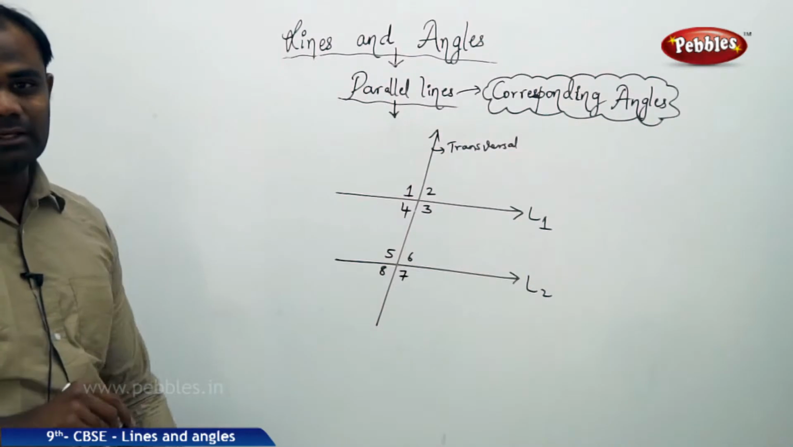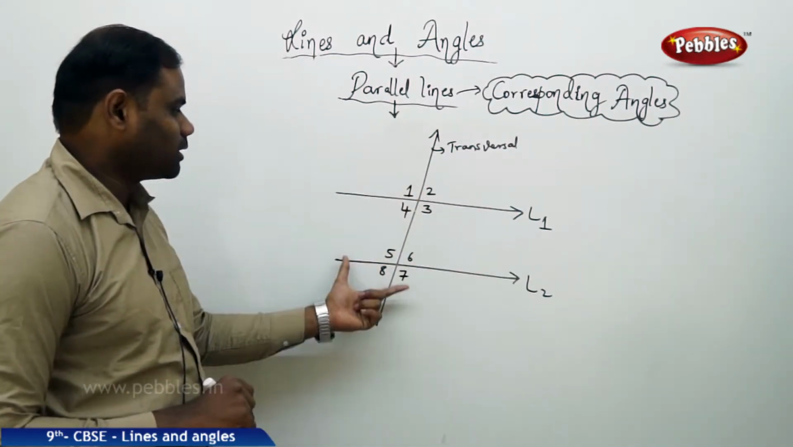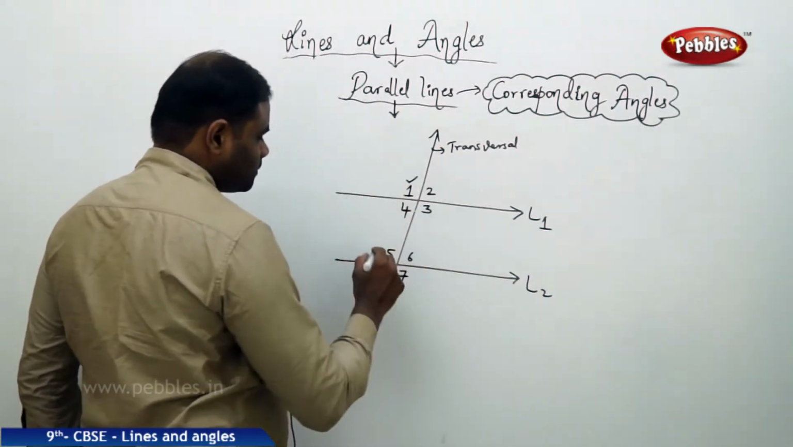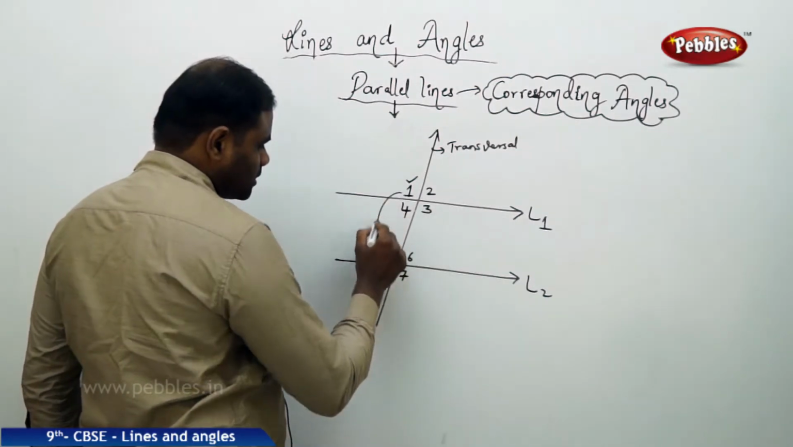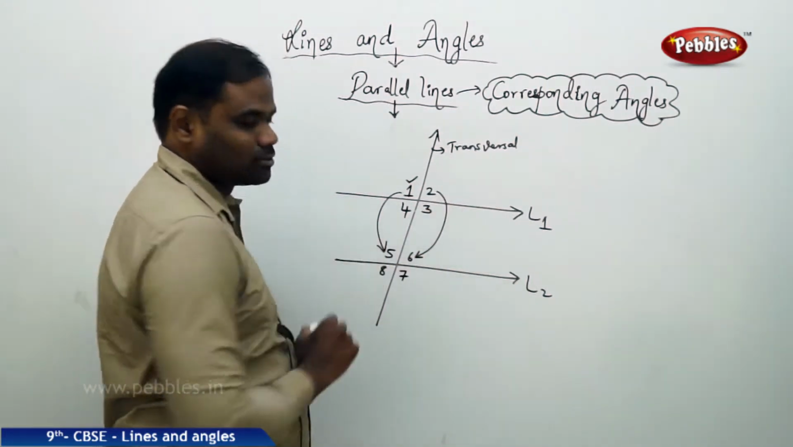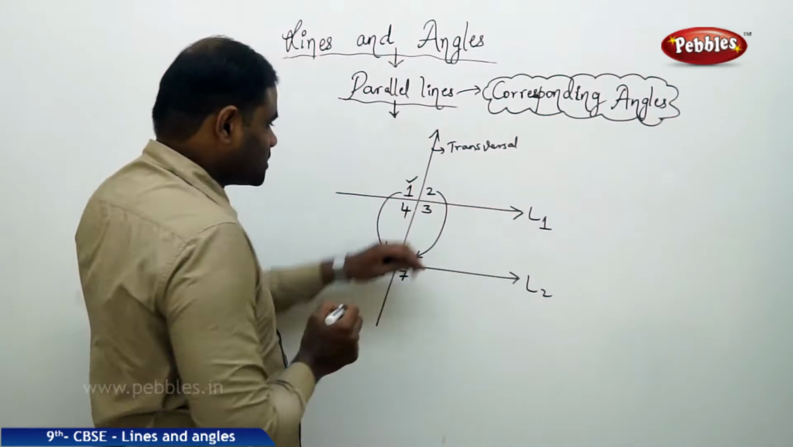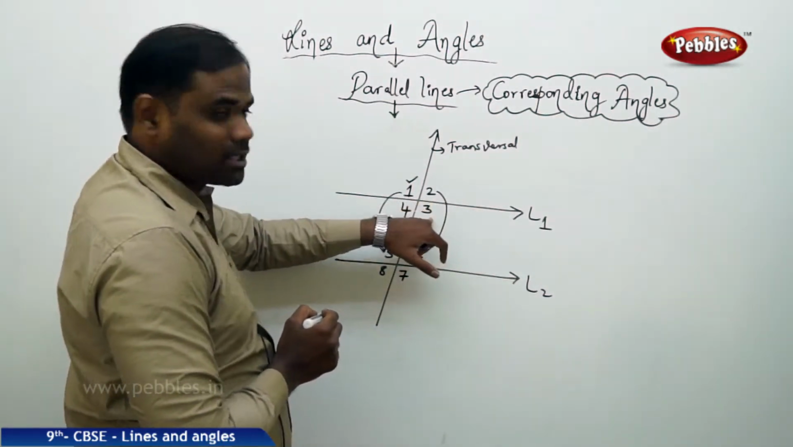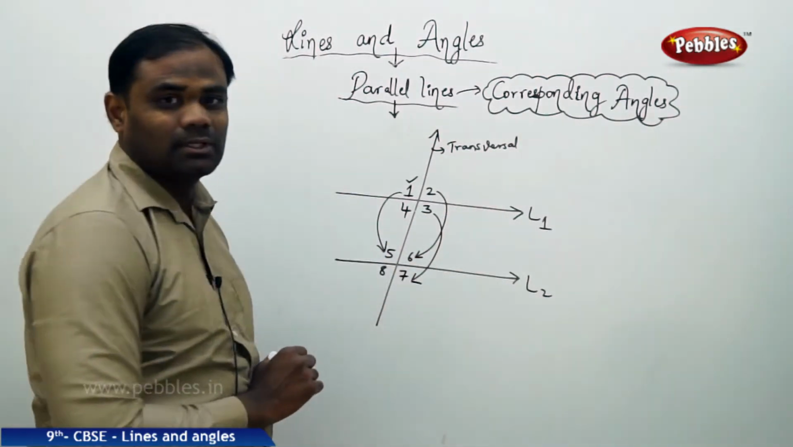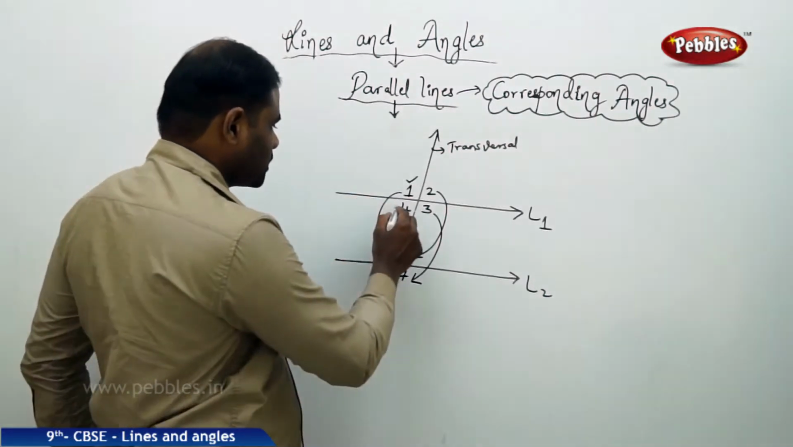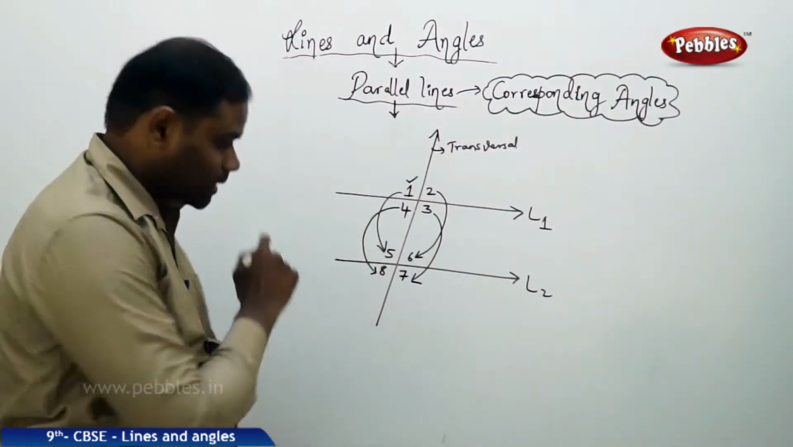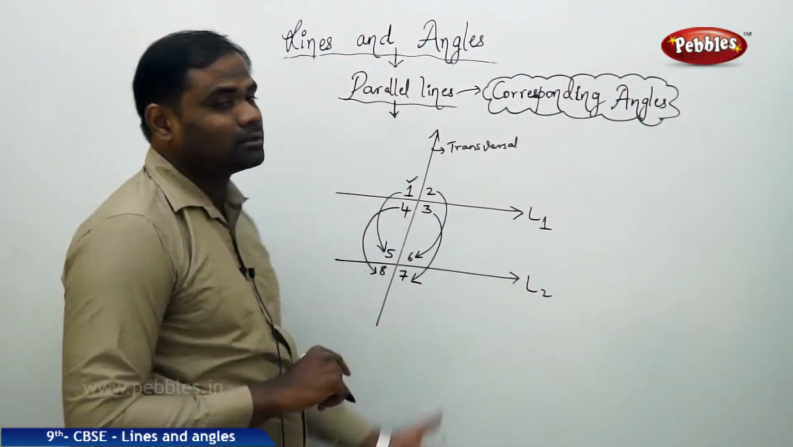Then the corresponding angles are the angles which are correspondingly above or below lines L1 and L2. If I have angle 1, my corresponding angle with 1 is angle 5. Corresponding to angle 2, we call 6 to be corresponding. Corresponding to 3, an angle below L1 is the angle exactly below L2. An angle below L1, which is 4, corresponds to the angle in the same region below L2. So these are called corresponding angles in the pair of parallel lines.